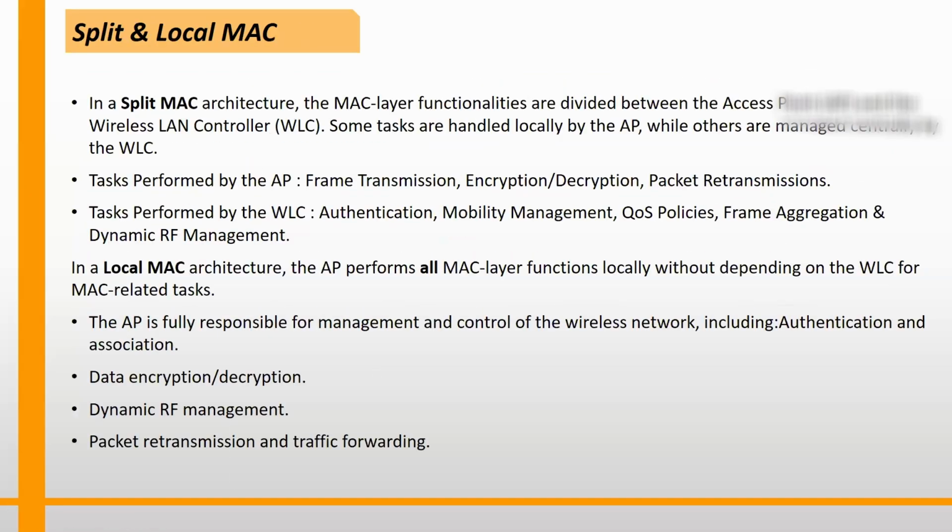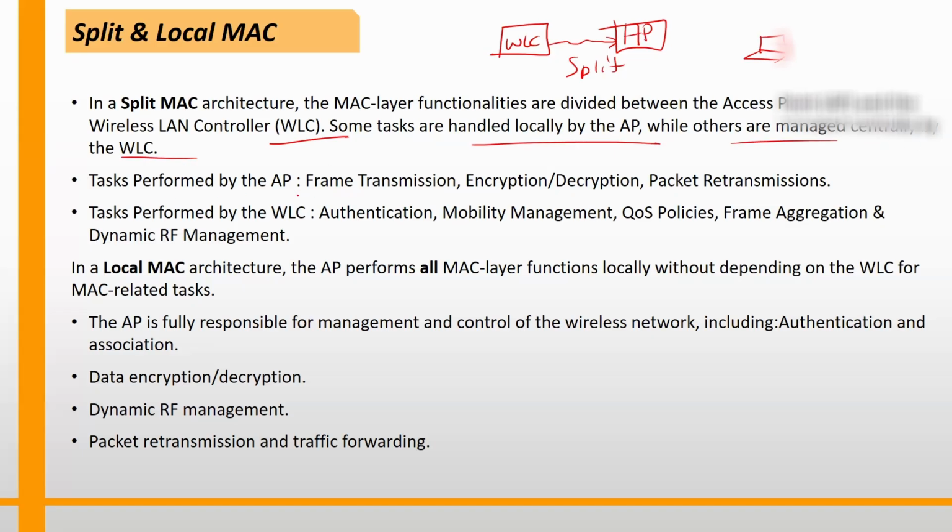As I said, there is a split MAC architecture and a local MAC. In split MAC architecture, the MAC layer functionalities are divided between the access point and the WLC. The WLC and AP work in conjunction, like a pair, and most of the intelligence is on the WLC. The WLC will push the configuration to the AP, and the AP will take decisions based on it. That's called split MAC architecture. Some tasks are handled locally by the AP, while others are managed centrally by the WLC.